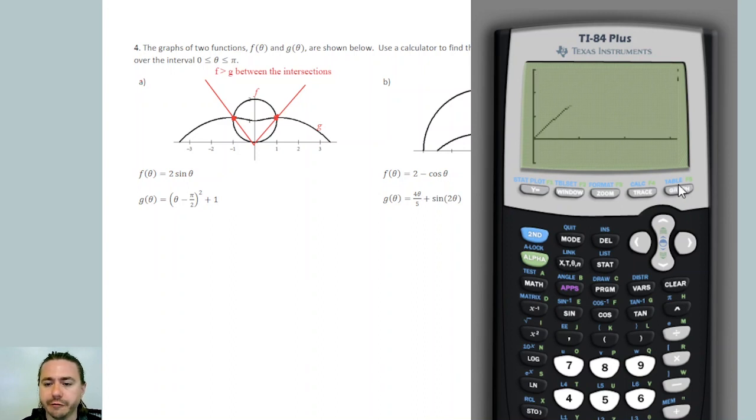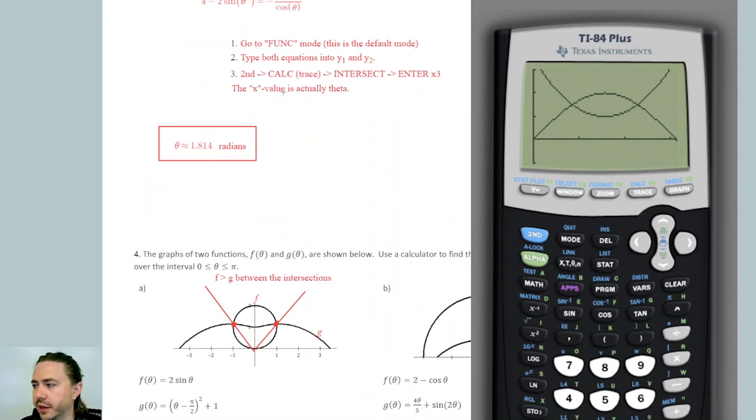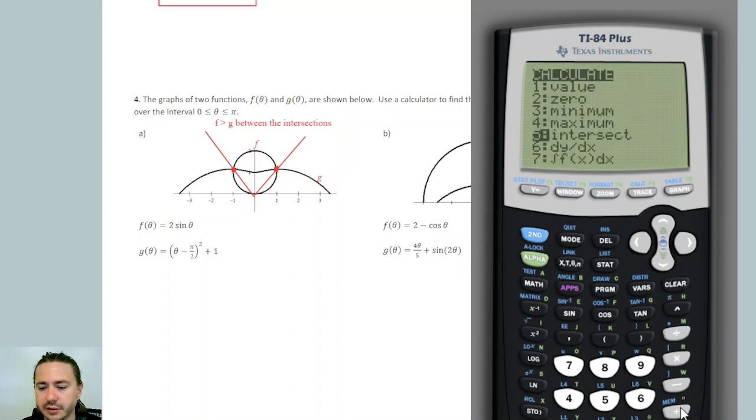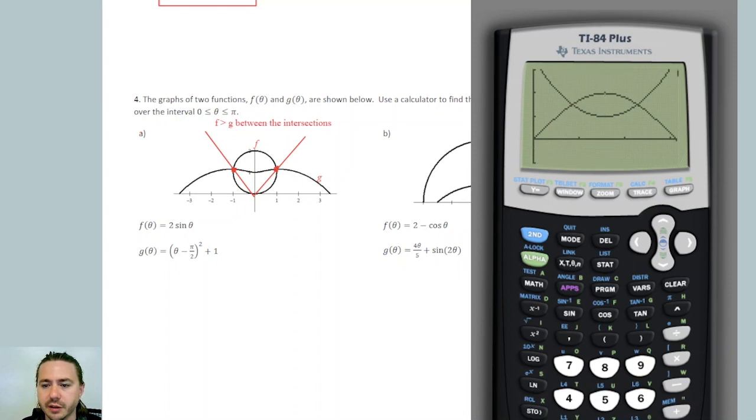So when I look at the graph, I'm expecting there to be two intersections here. So there's the first one, and there's the second one. As long as I can find the theta value of these two intersections, they will correspond to the two intersections over here. And remember that the x value is actually theta here. So I will use the intersection function here: second calc, go down to intersect, hit enter, enter, enter, enter. This is only going to give me one of them. This one right here, which is about 0.856.